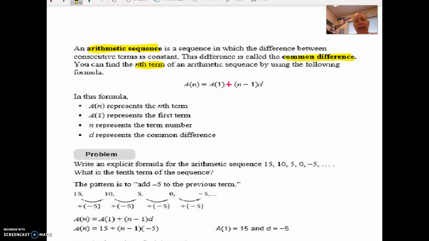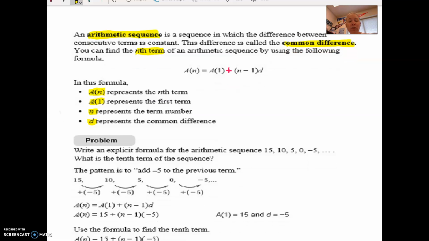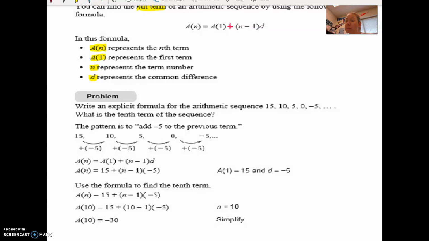First of all, a sub n is that function notation, a of n, and it represents the nth term, whatever term you're trying to solve for. a sub 1, or a of 1, represents the first term in the pattern. n, of course, represents the number we're trying to find, and d represents the common difference. So if we can find these out, we can use this formula, and it works every time as long as it's an arithmetic sequence, as long as we're just finding the common difference. So it's not going to work with all patterns, but it works sometimes.